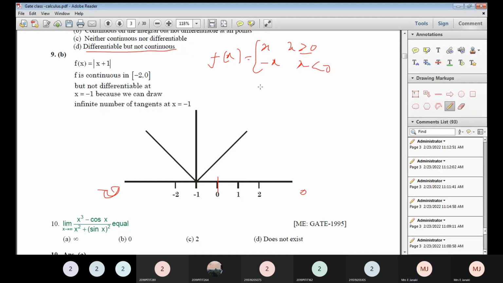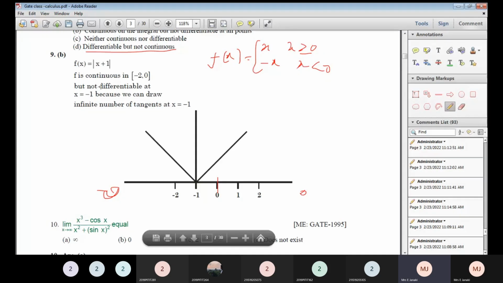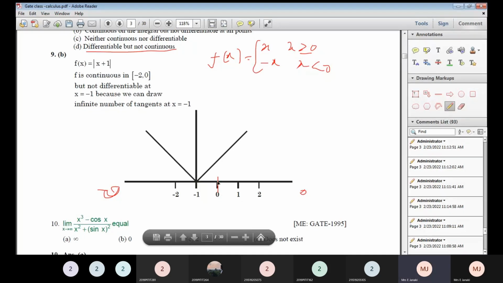And whenever x is greater than or equal to 0, or put x equal to 0 here, whenever the x value is 0, what about the y value? x equal to 0 means the y value is equal to 1. So corresponding to x equal to 0, y equal to 1. Okay, this point.